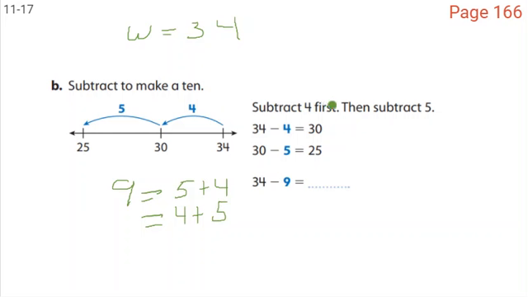So it says subtract 4 first. So we're trying to make a 10 here, right? So we have 34 minus 4, okay, right here, is going to make 30, and then 30 minus 5 is equal to 25. So therefore, because we subtracted, this right here is 9, is 4 plus 5 is equal to 9, because this here is equal to 25.